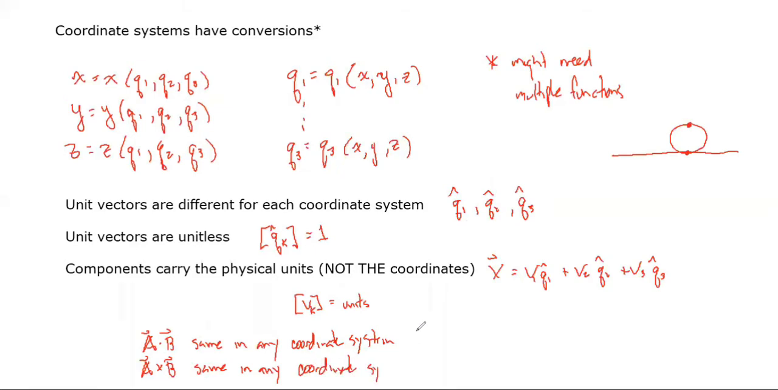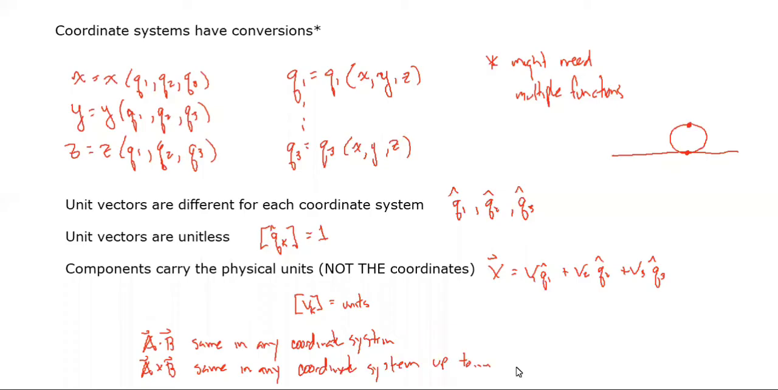So what is the one thing I have to keep track of with a cross product in a different coordinate system? Whether or not that coordinate system is right or left-handed. Exactly. It's going to maybe flip the orientation of the vector. So same in any coordinate system up to an overall sign. And we're also going to keep it to orthogonal coordinate systems.